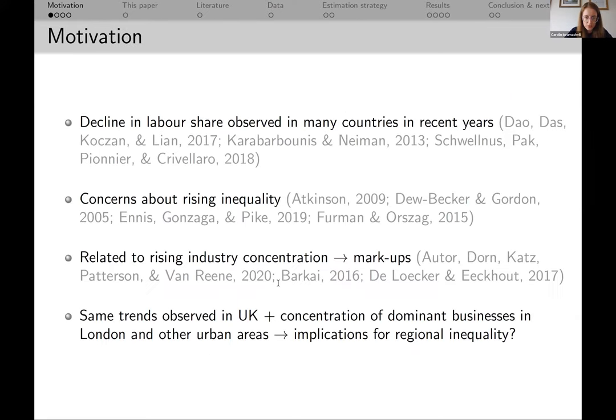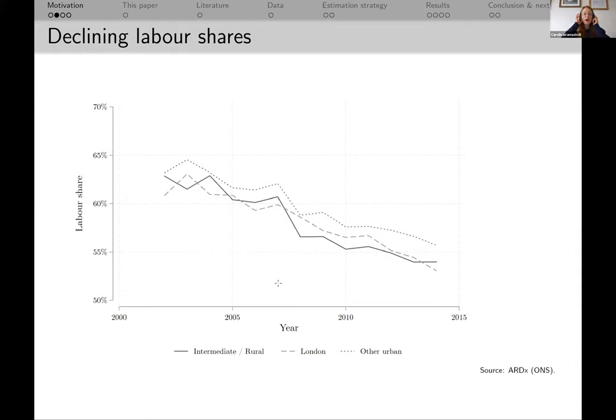Having a bit of problems. There you go. So this is the labor share in the UK, and I'm splitting it by regions here, looking at London, other urban areas and rural areas. But we basically see that across those regions, there's been a decline in the labor share from around 63% in 2003 to around 55% in 2014.